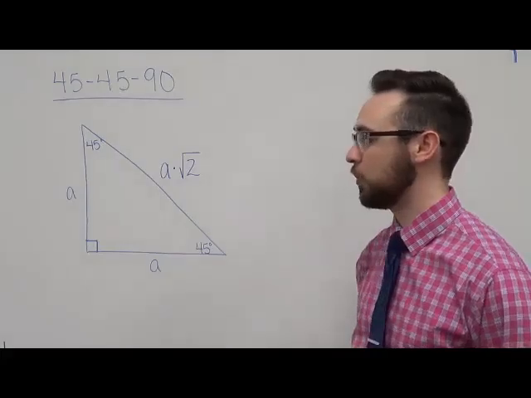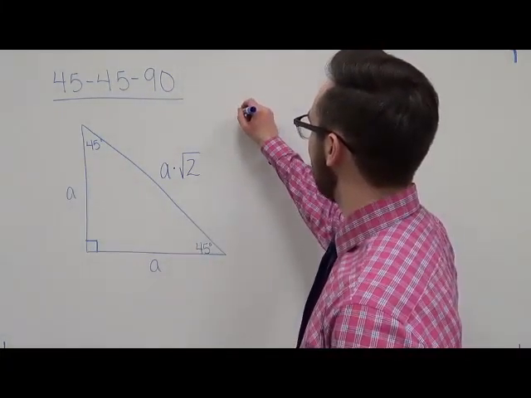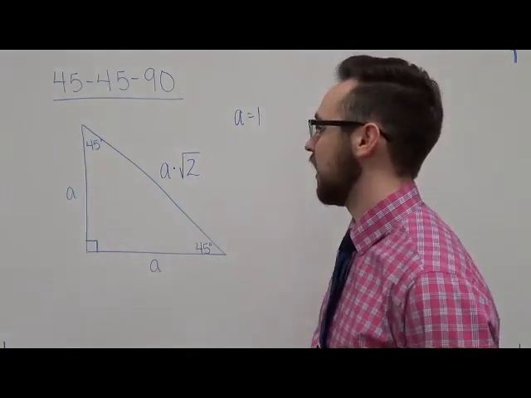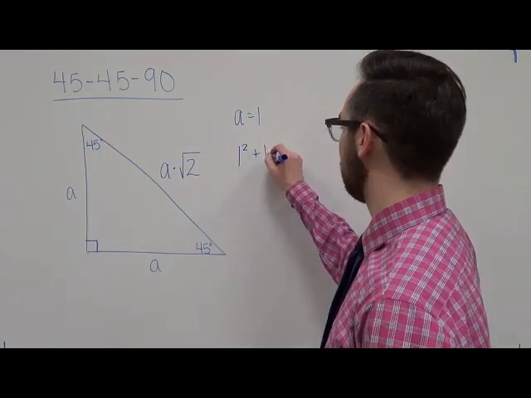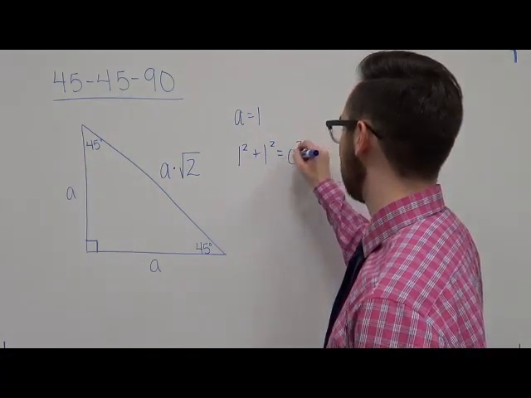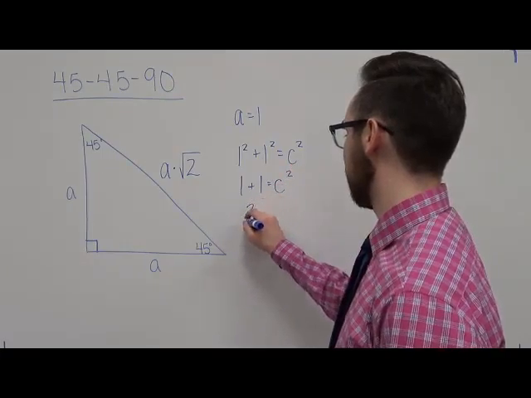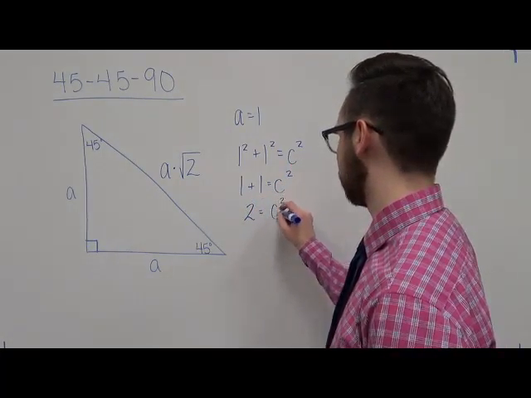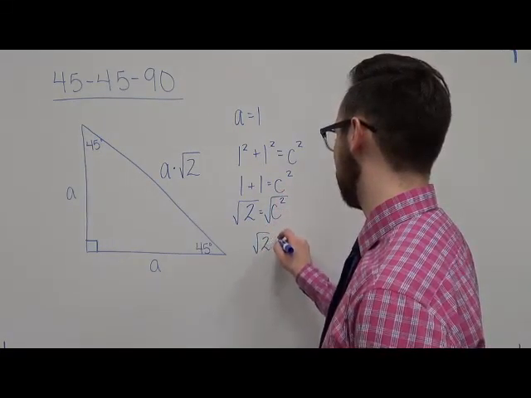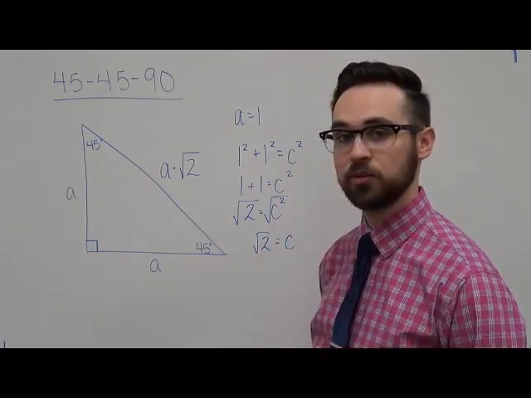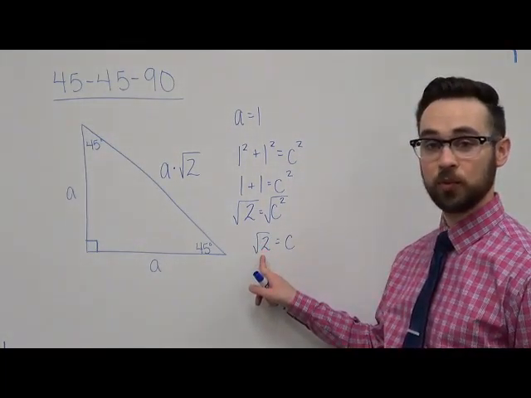Now, why does that work? It's because of the Pythagorean theorem. For instance, if A is equal to 1, and I want to find out what C is, we would have 1 squared plus 1 squared, and we're looking for C squared. That's 1 plus 1, that's 2. Square root both sides. The square root of 2 is equal to the hypotenuse, which means it's 1 times the square root of 2.